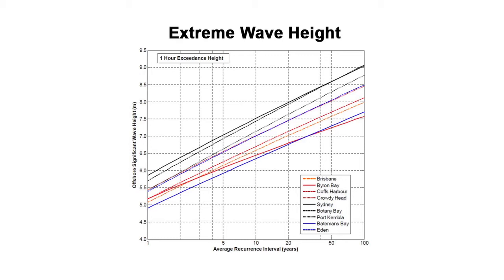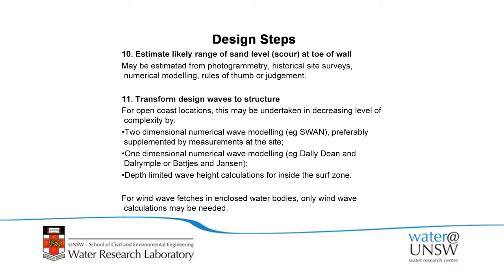So in order to bring those waves from the deep ocean into your structure, there's a few other steps that you need to do. One of the important ones is to estimate the likely range of sand that's going to front your structure. If you're building a structure on a sandy beach or in front of a dune, the sand in front of that structure is going to move up and down with the storm cycle. It's going to erode. In reality, as a coastal engineer, that's probably the most difficult step in the whole process, estimating how much you believe that sand is going to scour in front of the structure.